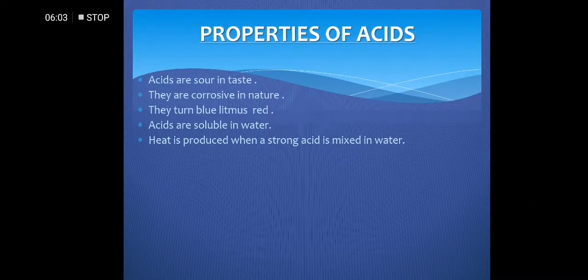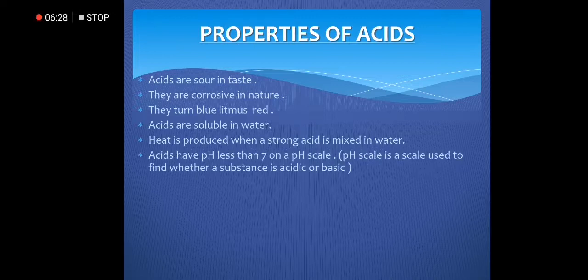Heat is produced when a strong acid is mixed in water. It is therefore necessary to always take precaution that we never add water to an acid. We should always add acid to water, and that too in small amounts, slowly. And stir the solution as we keep on adding it so that it is not harmful.